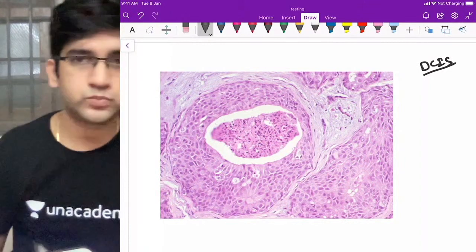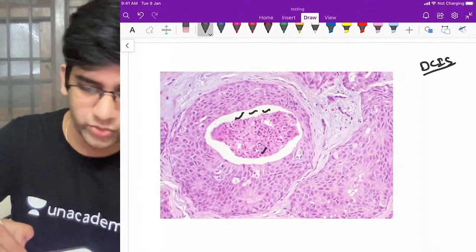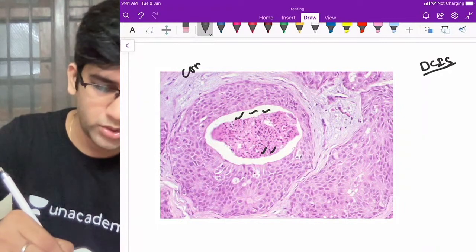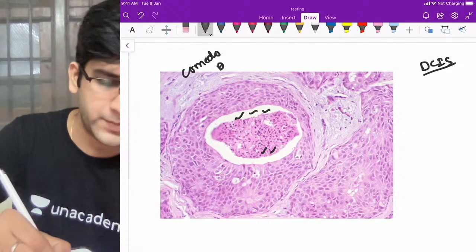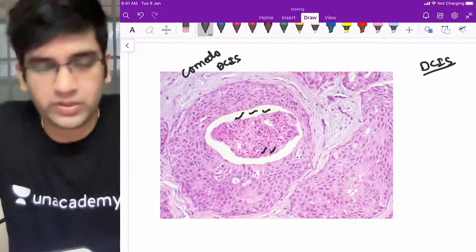DCIS. What type of DCIS is this? It's a classical one, right? So I'm having necrosis here. This is a comedo DCIS. It's DCIS, ductal carcinoma in situ.